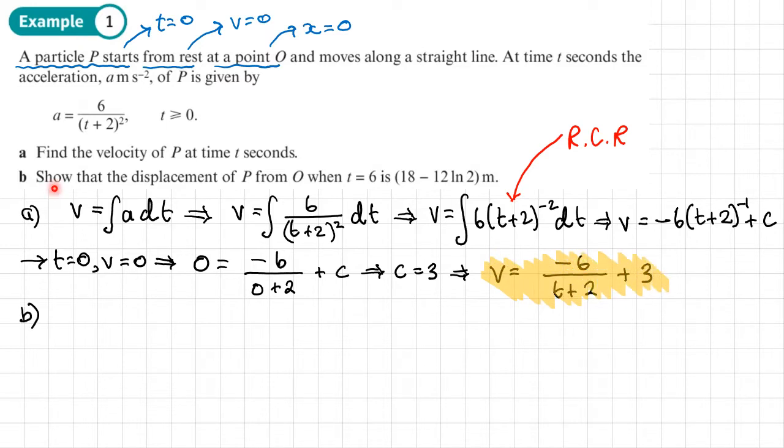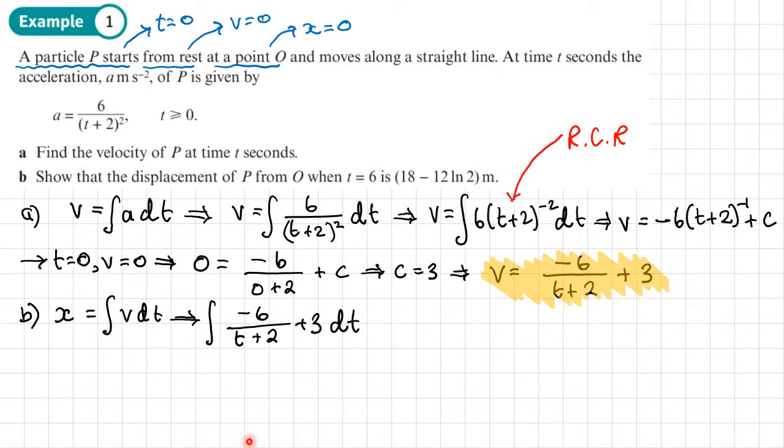Right, part B says show that the displacement of P from O when t equals 6 is equal to 18 minus 12 log 2 meters. So we need to find what the displacement function is, and we get that by integrating the velocity, which is what we got from part A. So we need to make sure we get part A right. We don't want to be using an incorrect answer in part B. So we'll be integrating negative 6 over (t plus 2) plus 3 dt.